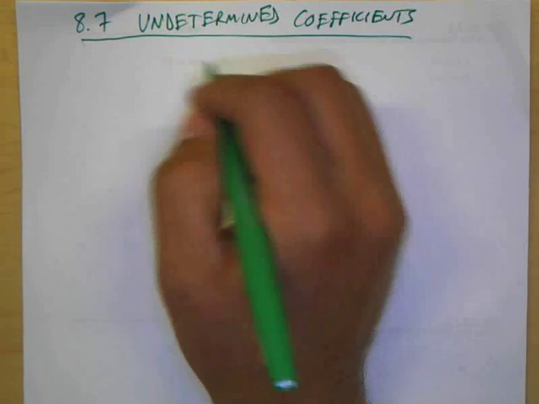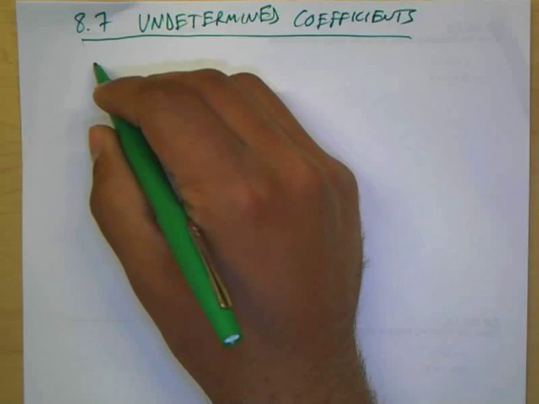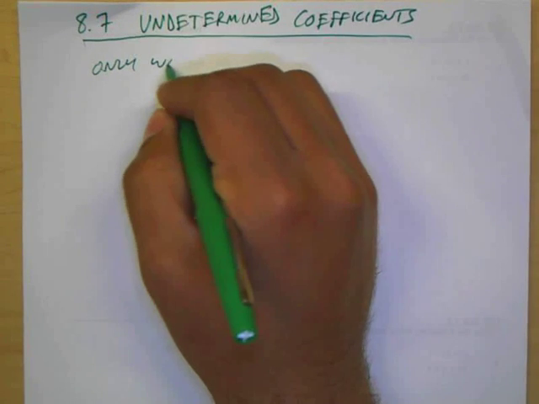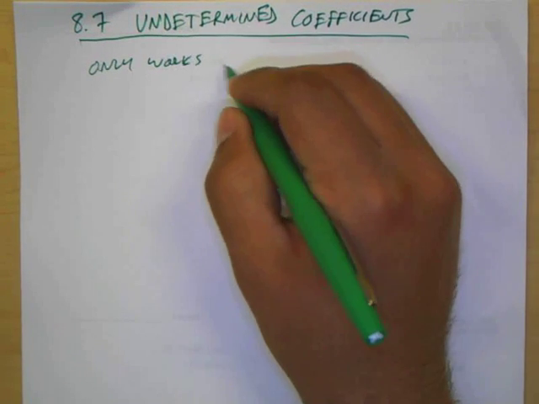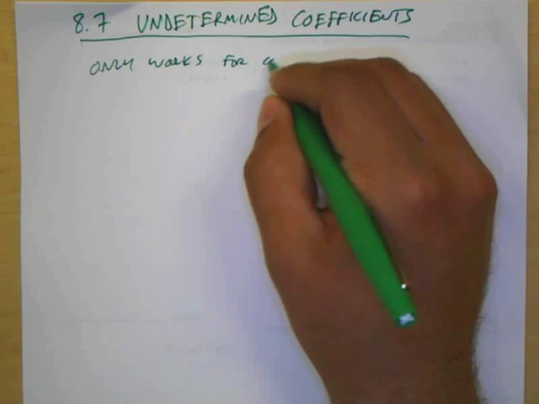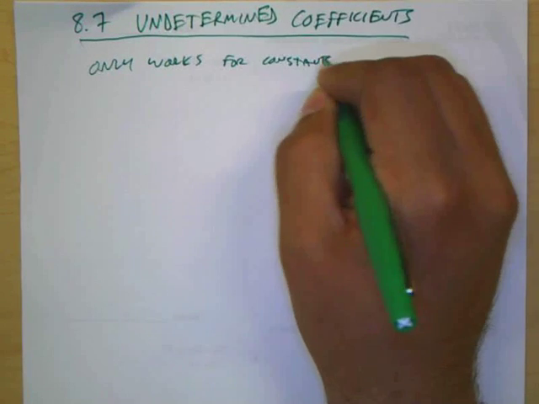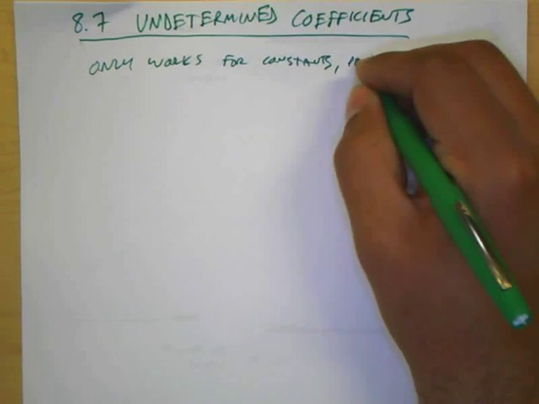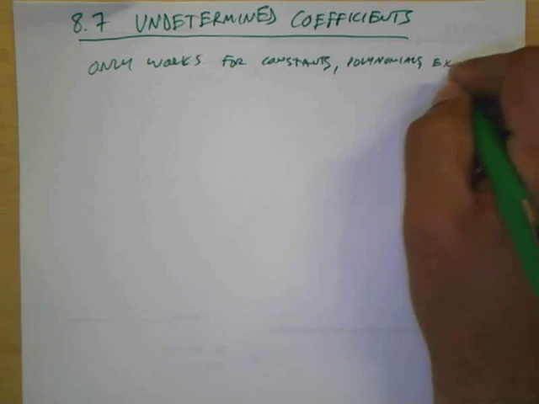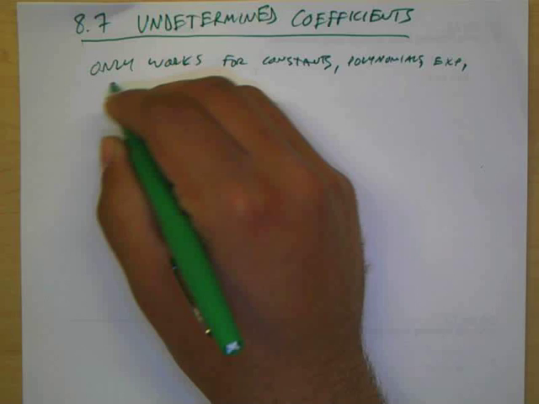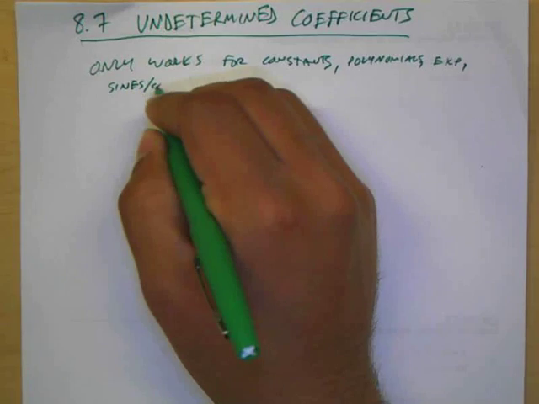This is going to be a pretty decent method, but it only works when we have those nice functions that we like. So it only works for constants, polynomials, exponentials, and sines and cosines, the usual.